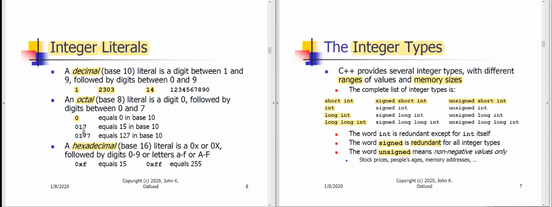If the leading digit on an integer literal is 0, that means that the value is taken to be in base 8, an octal value. And so 0 is just equal to 0. The fact that it's base 8 is somewhat irrelevant. 017, on the other hand, means 1 times 8 plus 7. So this is a 1 in the 8's place and a 7 in the 1's place, which is the equivalent to 15 in base 10. 0177 is a 1 in the 64's place. Okay, so 1 times 8 squared plus 7 times 8 plus 7, which gives me 127.